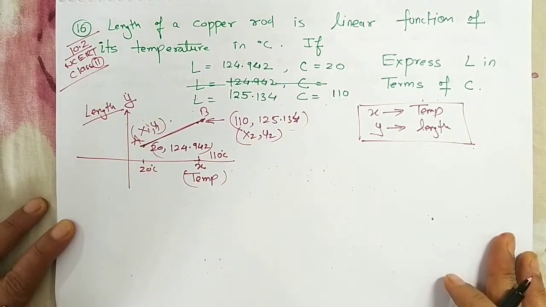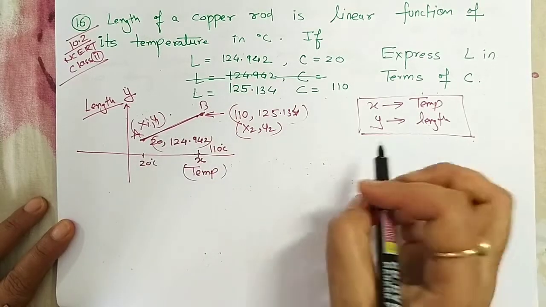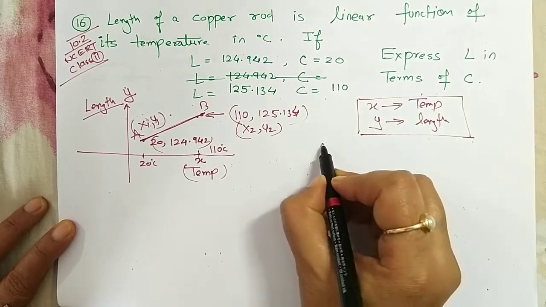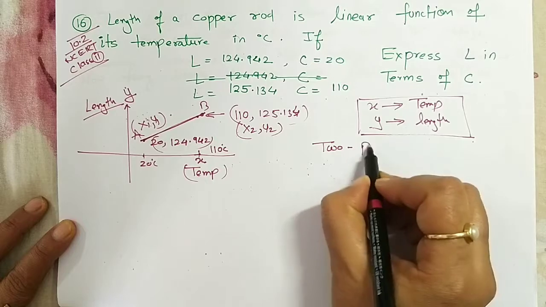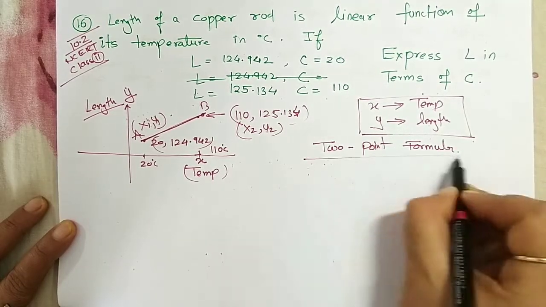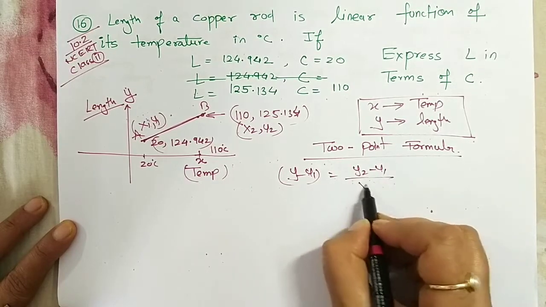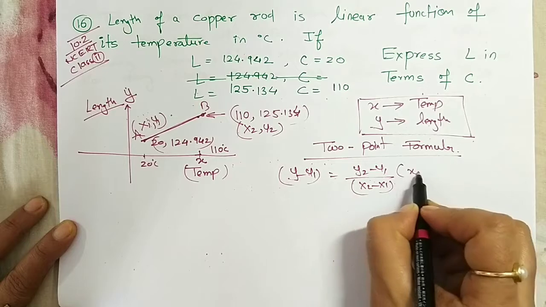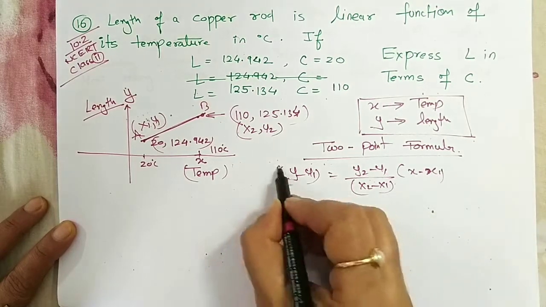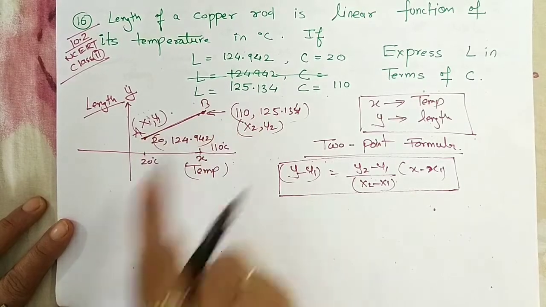Correct. So what is the formula if 2 points are given? We know the formula if 2 points are given. So you write down the 2-point formula. What is the 2-point formula? It is y minus y1 equals y2 minus y1 by x2 minus x1, into x minus x1. So I will apply this formula. Okay, so here is x1 y1, x2 y2.